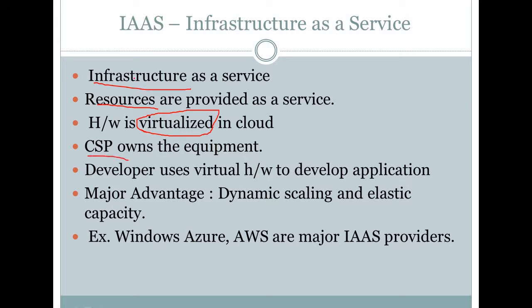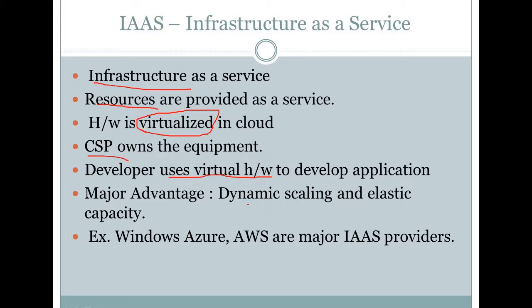Now in this case, the CSP, that is the cloud service provider, owns the entire equipment, because the data center is owned by the cloud service provider. So in infrastructure as a service, they own everything. As a user, we are charged and we use their infrastructure. The developer uses virtual hardware instead of directly using the entire computer or hardware. We have a virtual machine, or you can say one machine, that is using the allocated virtual hardware.